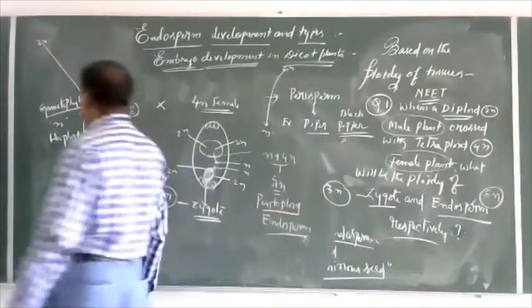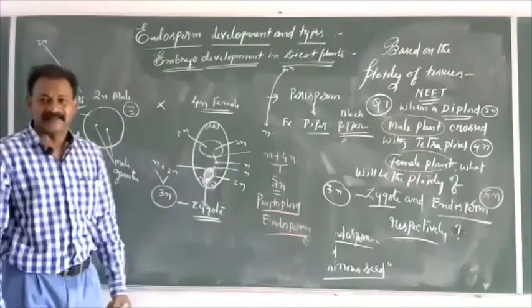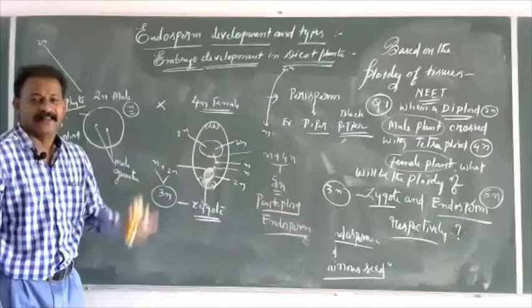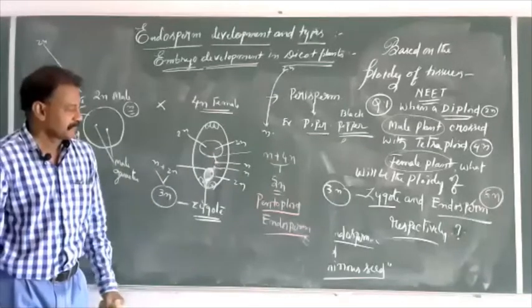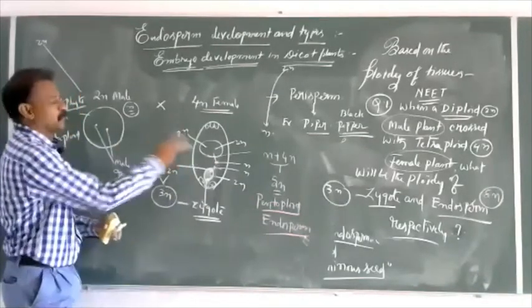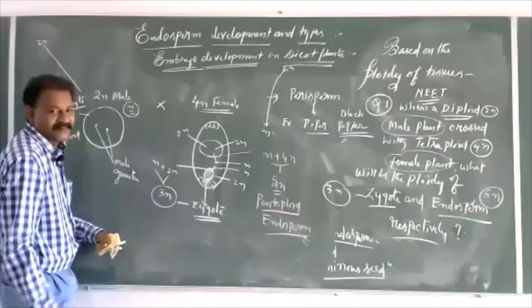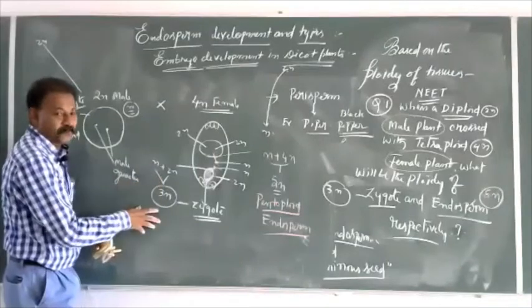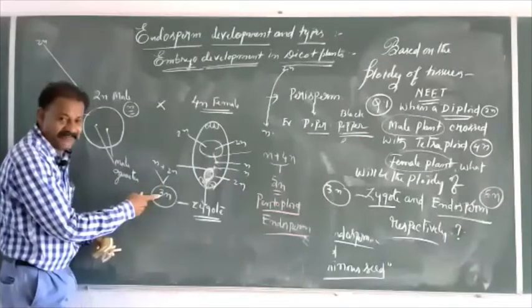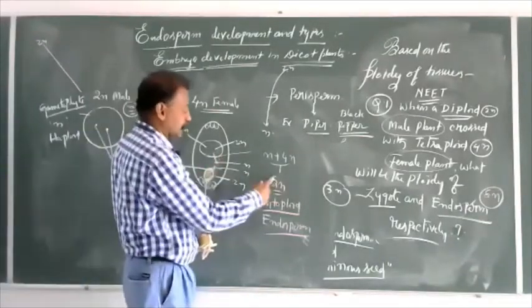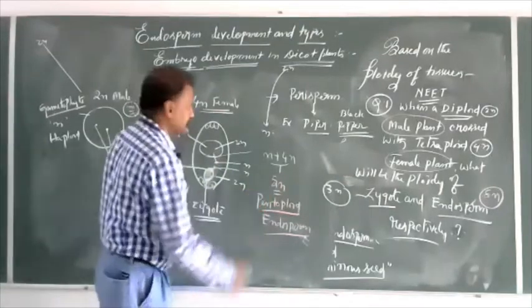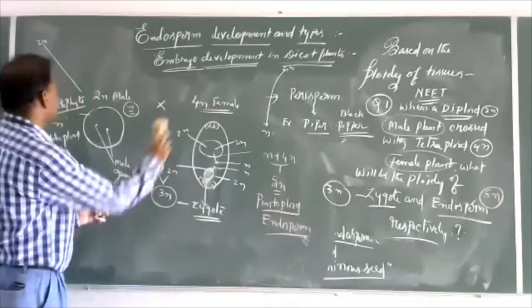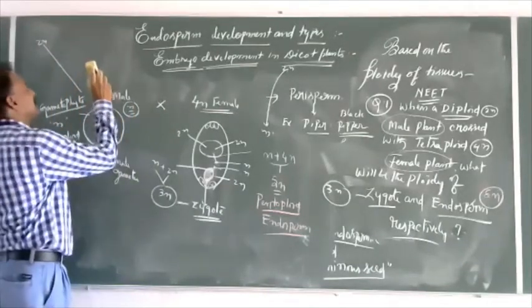When a question comes like this, on the ploidy of various tissues, especially zygote and endosperm, and a cross is made between two plants, like 2n and 4n, what will be the ploidy of the zygote? 3n always. What will be the ploidy of the endosperm? 5n always. Now, let us see another example just by simply changing these.